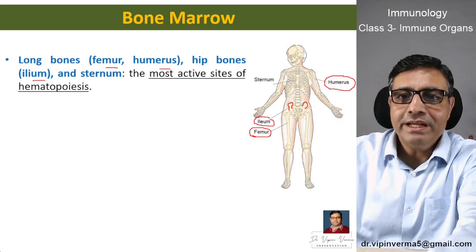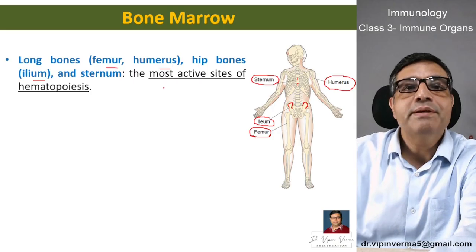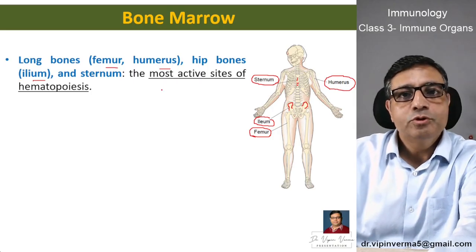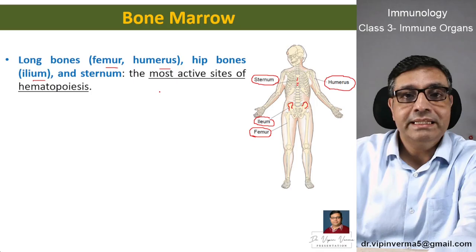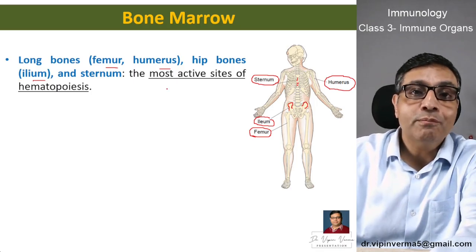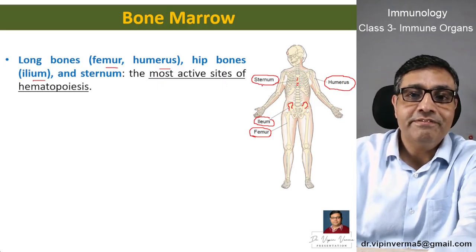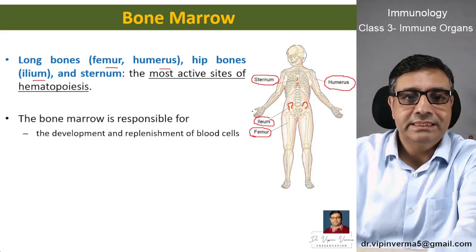And then we have the sternum. You can find the sternum here, just under your chest. This is the chest bone. These are the most active sites for hematopoiesis. Hematopoietic activity will be there in the bones, but out of all the bones, comparatively higher hematopoietic activity will be there in the femur, the humerus, the ilium, and the sternum.